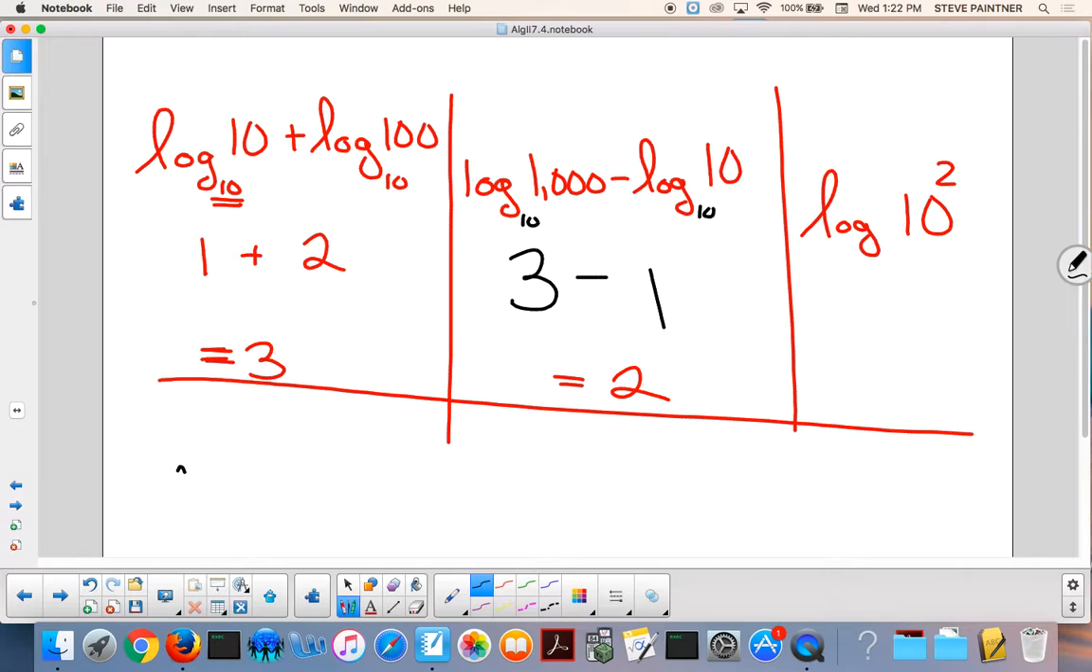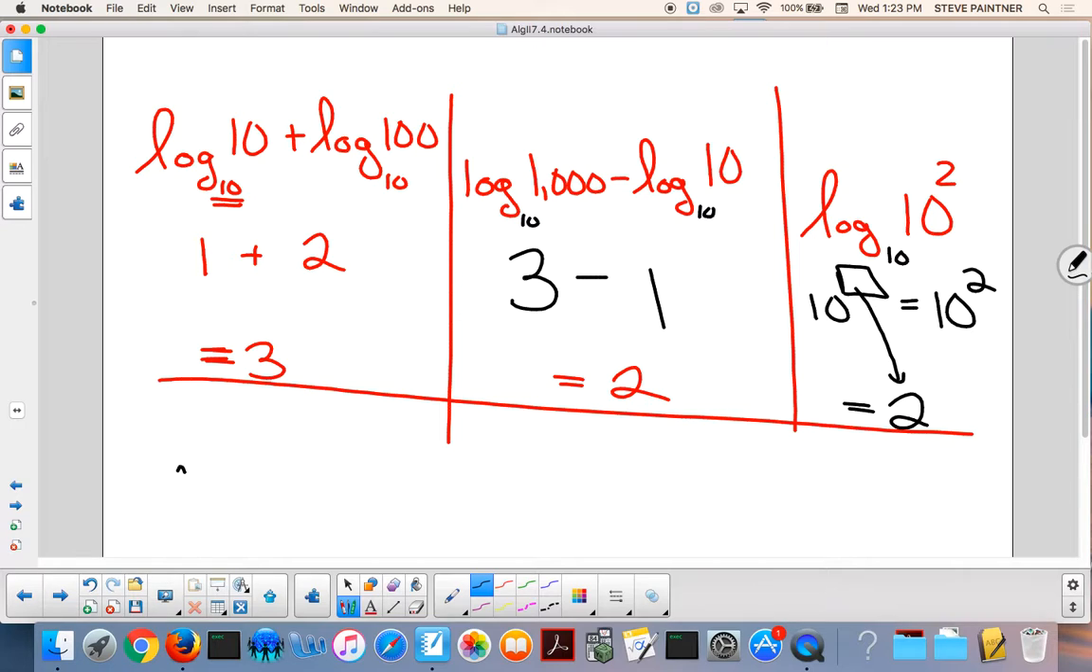Next one. Log of 10 squared is? Anybody can say this one? 2. Okay. Let's see. First of all, this is base 10, and I want to know 10 to what power will be 10 to the second. It's almost too easy, isn't it? It's like saying this: 10 to what power would be 10 to the second? It's got to be 2.